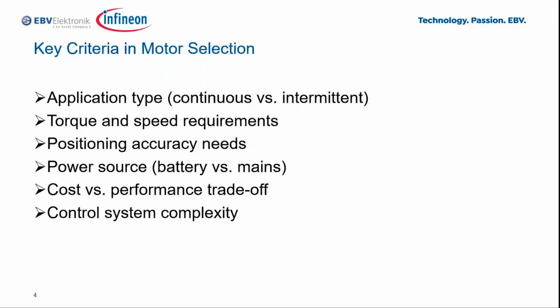And when we look at the key criteria in motor selection, these bullet points come from the interaction of motor selection with other components of the system, such as the application type, related to the other bullet points: torque and speed requirements, and position accuracy needs, directly related with the motor selection. And this selection affects both the inverter design, mechanical design, and software development.